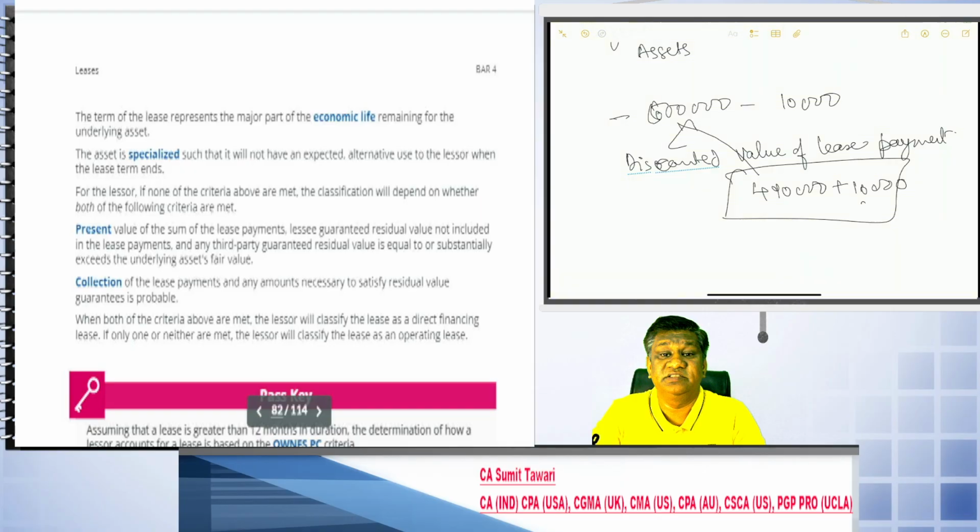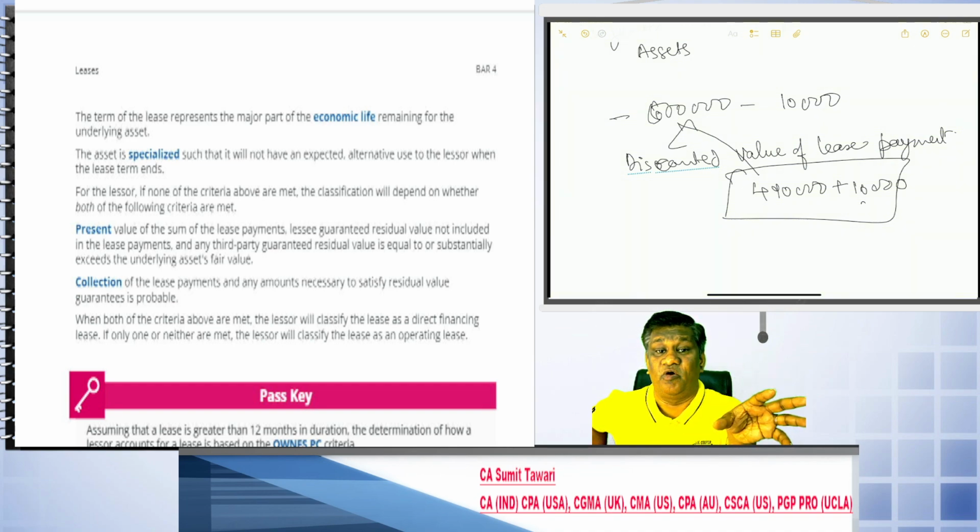Then the term of the lease represents the major part of the economic life remaining for the underlying asset. So just as we discussed, if the major part of the asset life is used by the lessee, then it is also considered as a finance lease. Then the asset is specialized such that it will not have an expected alternative use to the lessor when the lease term ends. Means a particular asset used for a particular operation, which is carried out only by the lessee. So in that situation also we need to consider this as a finance lease.